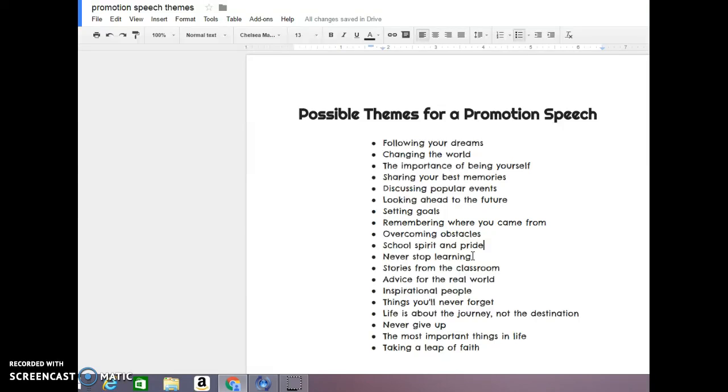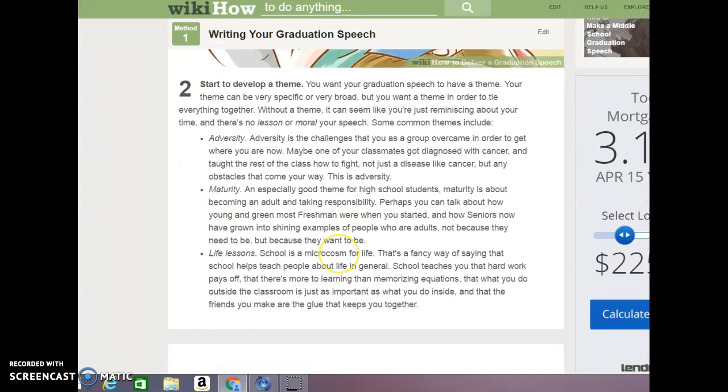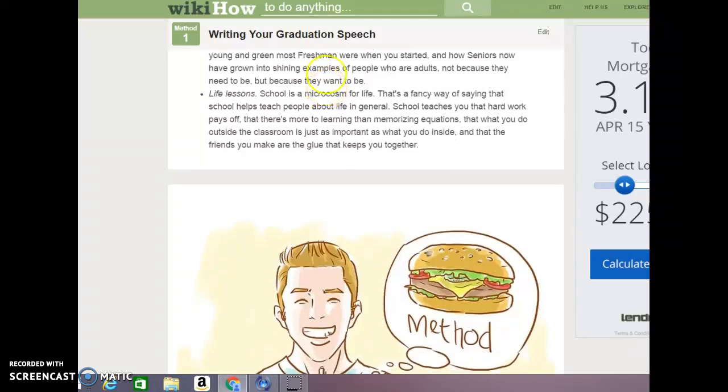So if you're talking about your experiences at Mayflower, you're talking about how at Mayflower you learned to never stop learning. And then you're giving examples of that. As we go to middle school, again, we want to never stop learning. And you kind of keep repeating that theme throughout your speech. Okay, let's go back to here. So think about your theme and what lesson you want to use throughout your speech.